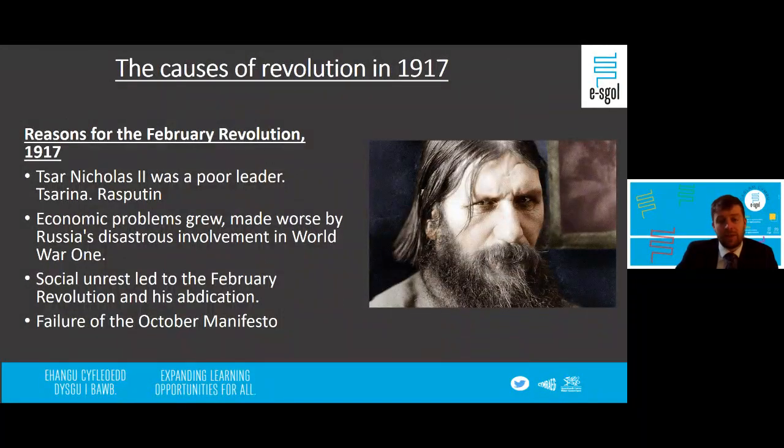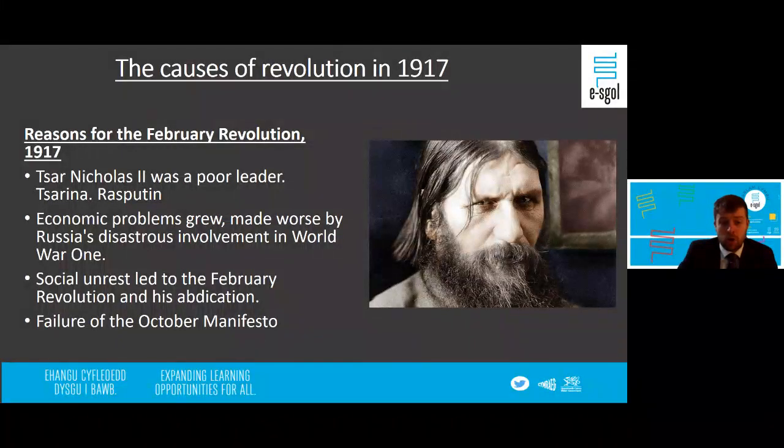What about the 1917 revolution? What were the causes? What were the reasons for it? Well, Tsar Nicholas II was a poor leader, and particularly when he went out to fight and lead the troops in the First World War, his wife Tsarina took domestic control back at home in Russia. And people accused Rasputin, the man pictured on the right here, of being too much of a bad influence on the Tsarina herself.